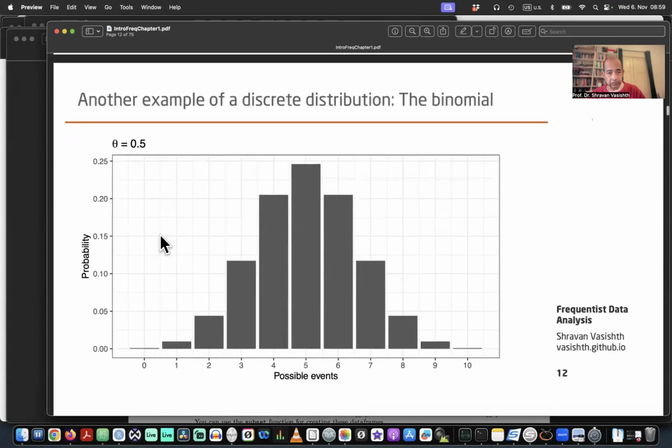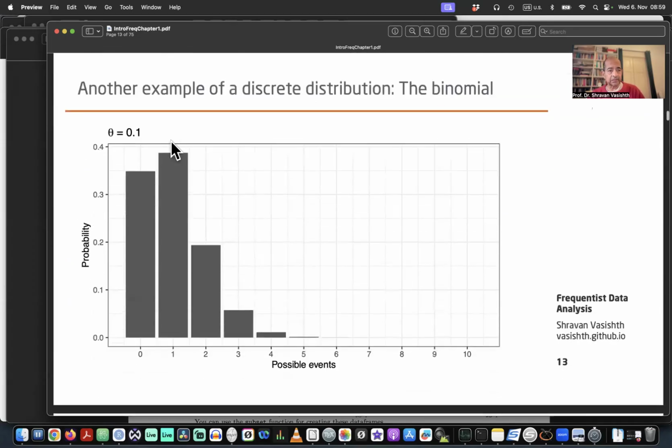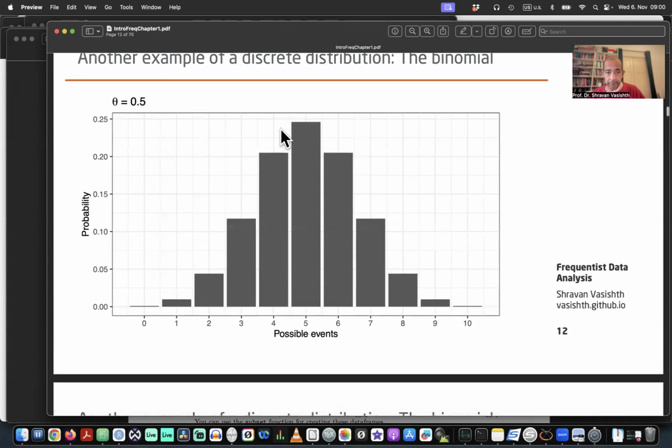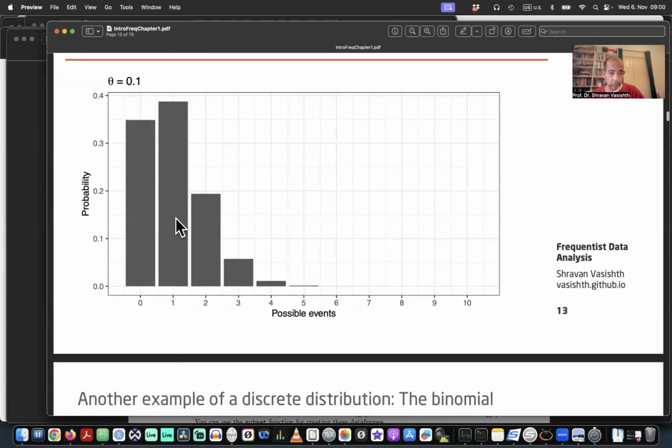So this was the situation where theta was assumed to be 0.5. Theta is the probability of success, right, of getting heads. If I change the probability of getting heads to 0.1, for example, then the shape of the probability mass function changes. It's symmetric, with the maximum point at 0.5, but if I change it to 0.1, then the maximum point is over 1, and the probability mass function changes its shape.